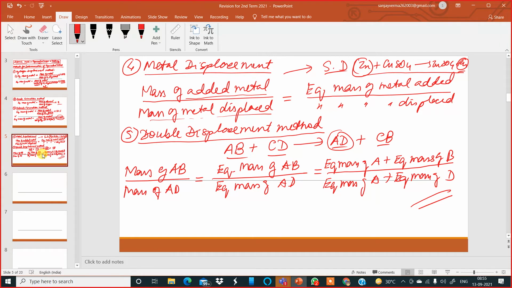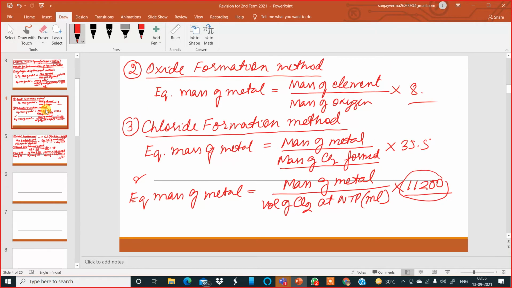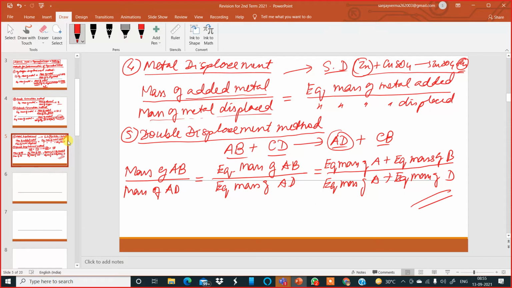That I don't understand. So that previous slide. Why is mass of matter displaced AD? Mass of metal over here. No, no. This is mass of AB. This is mass of AD. No, this one, the product. This is the reactant over here. This is the product. When the reactant undergoes reaction, then the product is formed. Are you getting it?